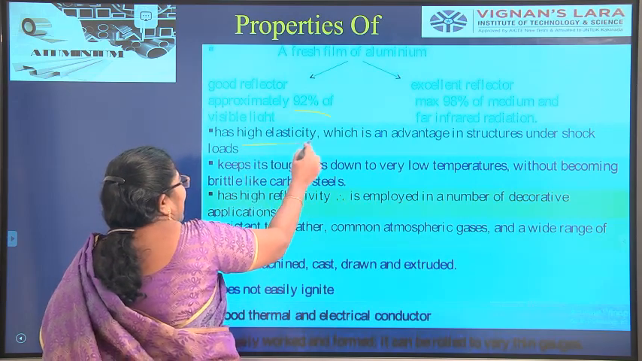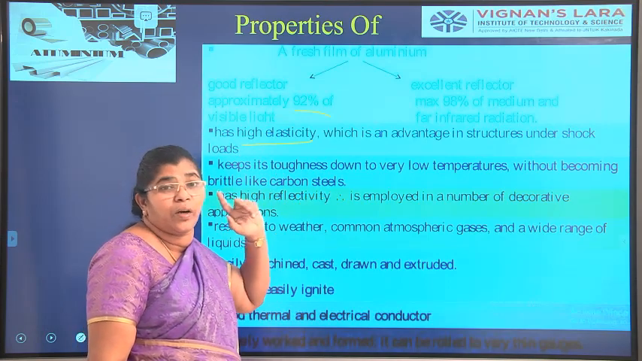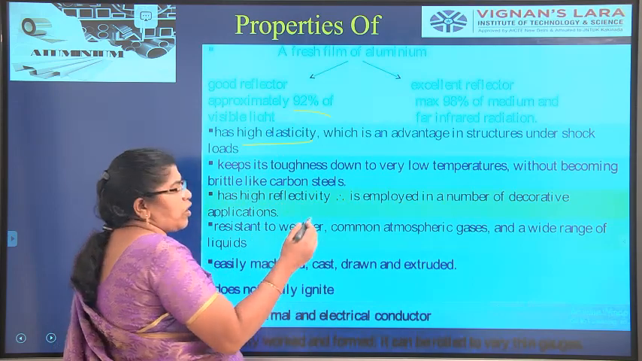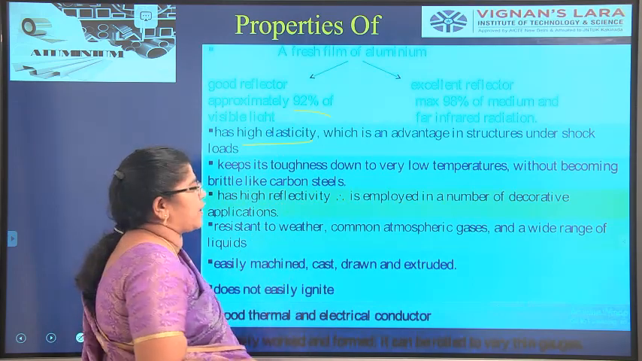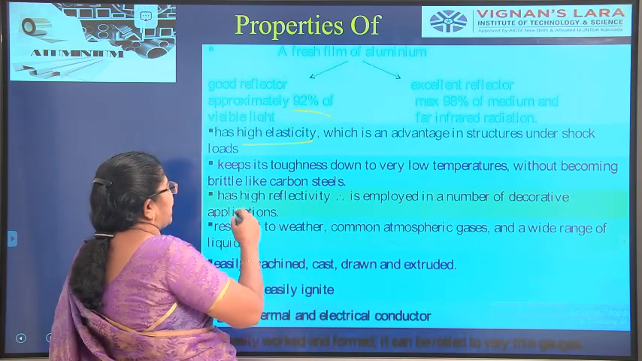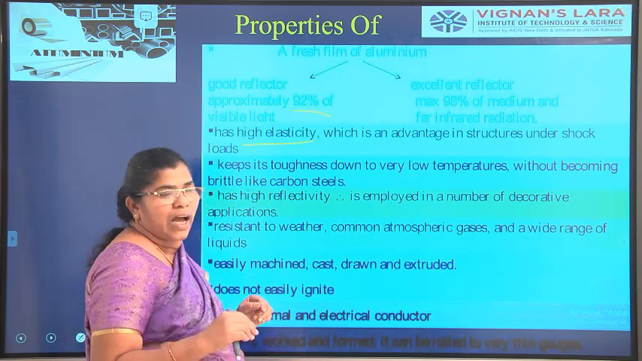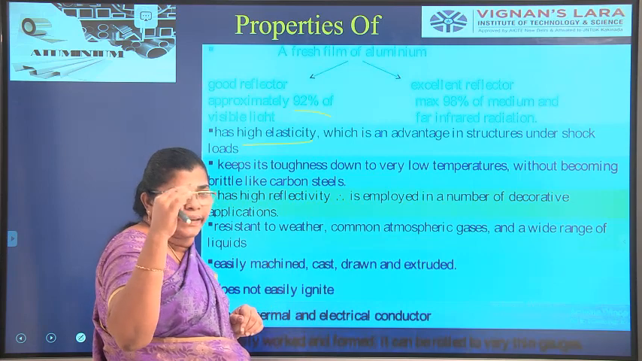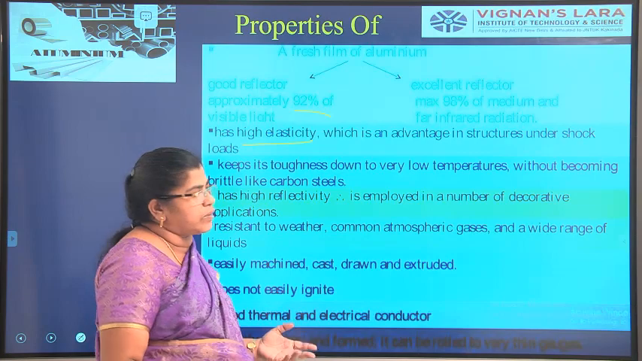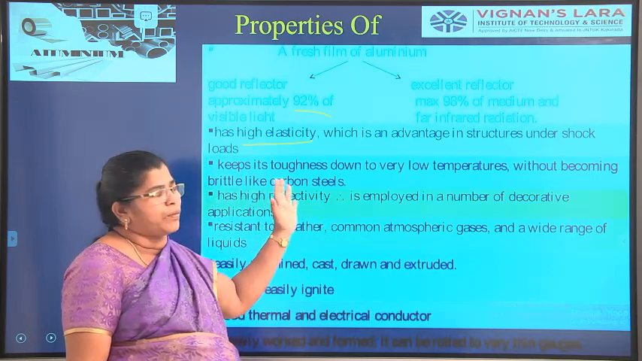And it has a high elasticity. The high elasticity means the alloys of aluminium, not the pure aluminium. So it can be used under shock loads. Shock loads means suddenly applied loads. And it keeps its toughness down to very low temperatures without becoming brittle like carbon steels. Even in steel, when the carbon content is very high, the tensile strength will be less and it will be brittle. But aluminium won't become brittle.